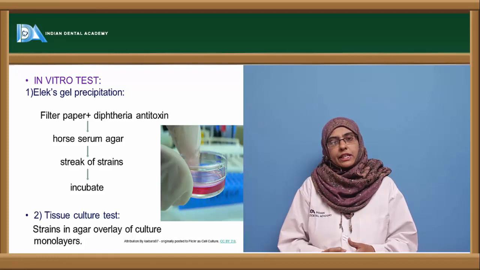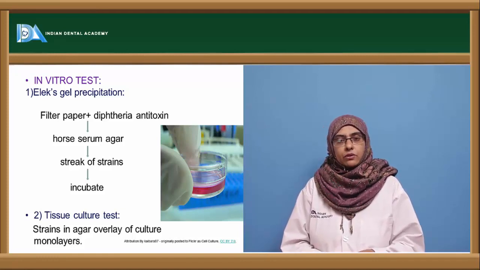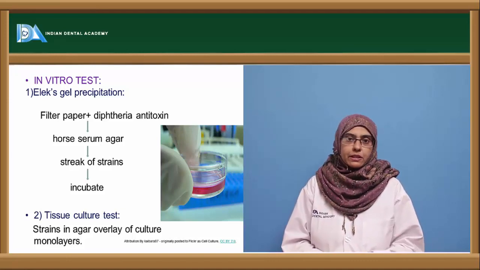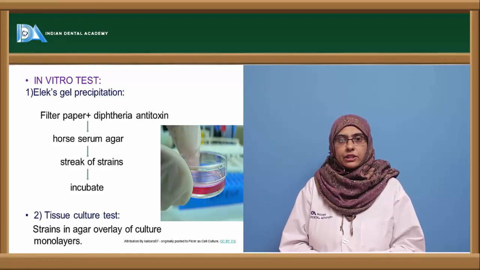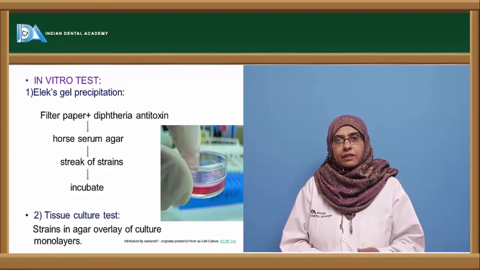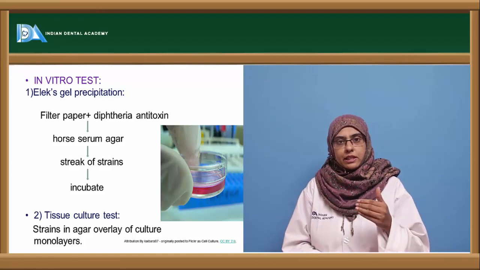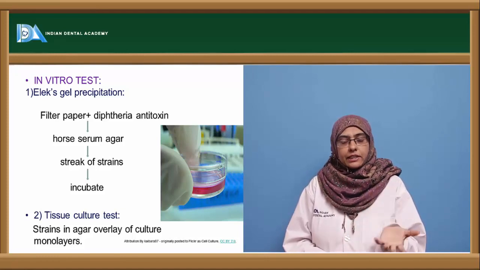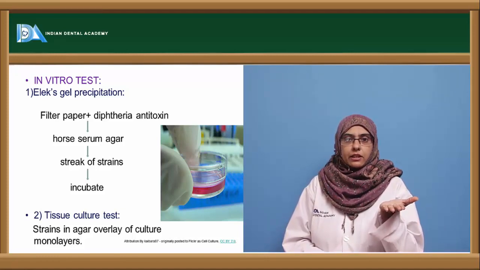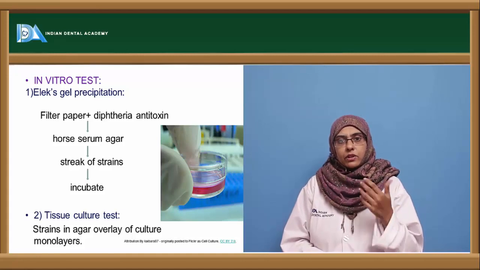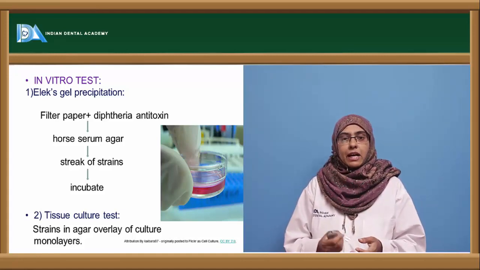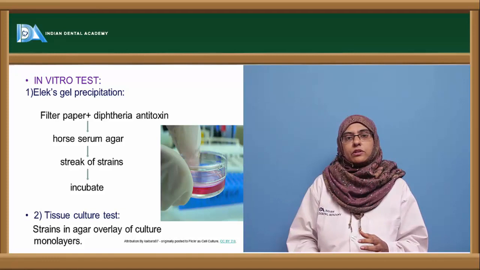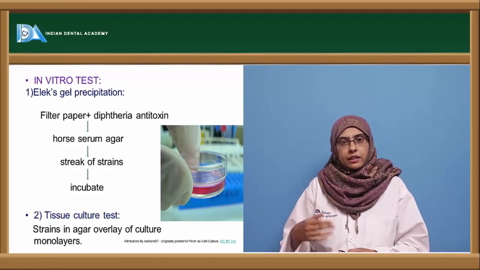Apart from that, the most sophisticated technique is the in vitro test, where we can make use of a precipitation test or a tissue culture test. In the precipitation test, called the Elek's gel precipitation, a rectangular sheet of filter paper is impregnated with antitoxin of about 1000 units, and then it is laid over the horse serum agar that is still in a liquefied medium. Let it solidify, so the paper gets adsorbed onto the surface, and after solidification you streak the organism at right angles to the strip. Along with the test organism, you can put a positive control streak and a negative control streak, and keep it for incubation.